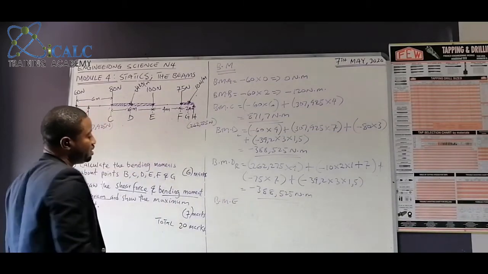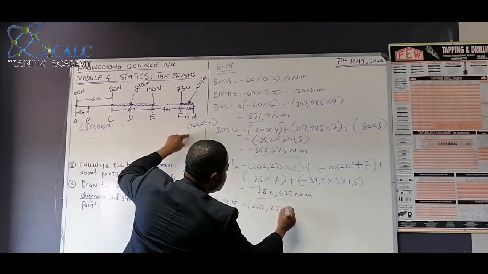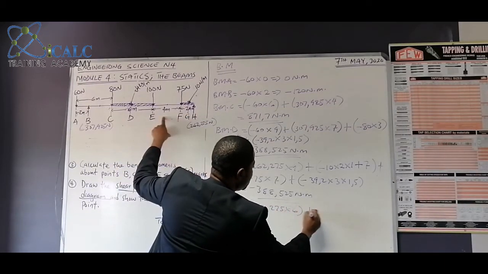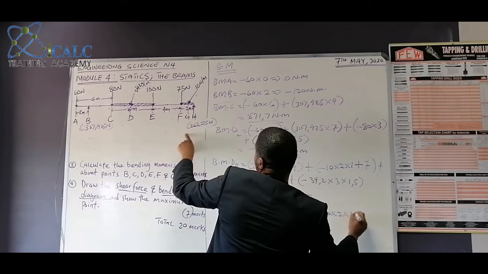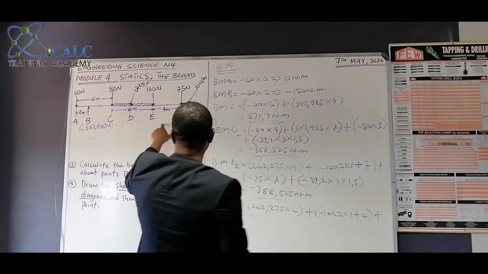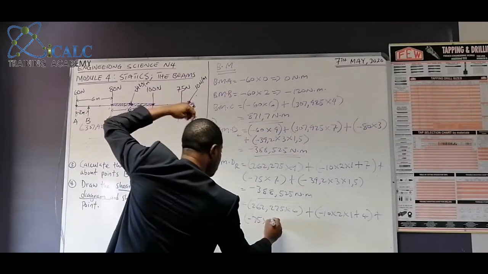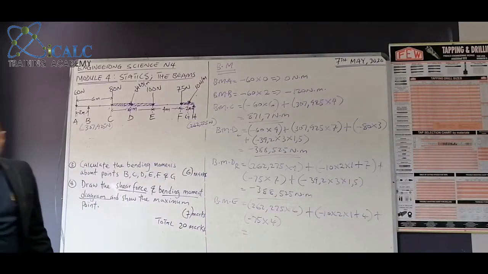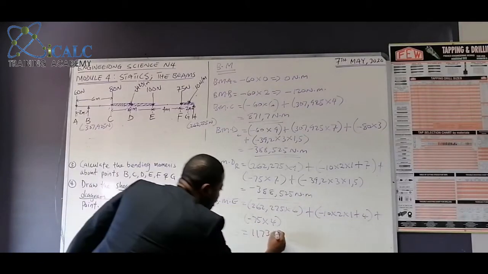All right, then we have BME. So we can take it from the right, which is much simpler. We'll say 262.275 multiplied by, this is 2 plus 4 is 6, plus minus 10 by 2 by 1 plus, to BME is 4, plus we have minus 75 by 4. And that will be all. So our BME will give us 1173.65 Newton meter.